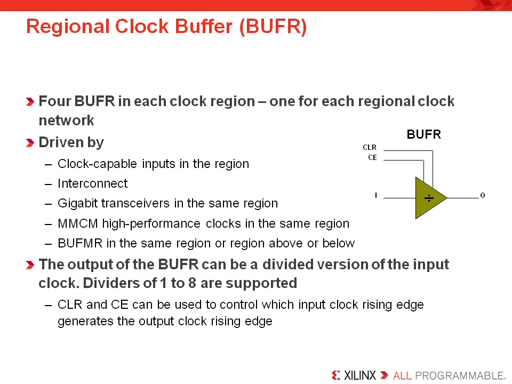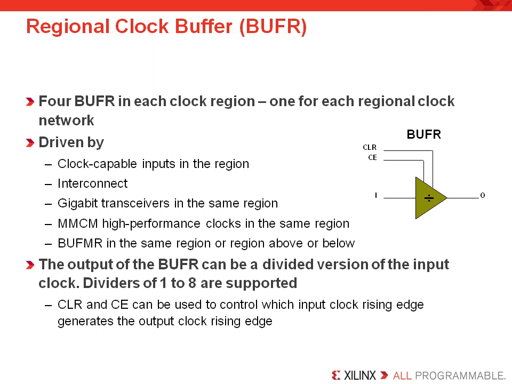There are 4 regional clock networks per clock region, which are driven by the BUFR primitive. The BUFR can be driven by the clock-capable I/O pins, general interconnect for sets, resets, and clock enables, as well as the gigabit transceivers, the MMCMs, that's the clock management tiles, that are located in the same region, or by the BUFMR primitive, that's the multi-region BUFR.